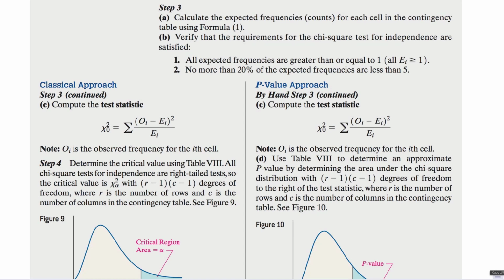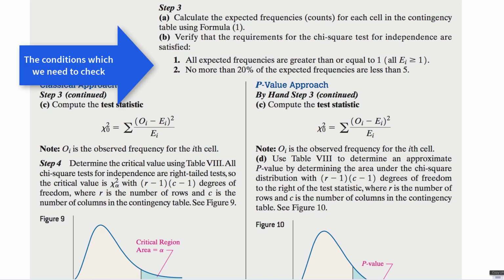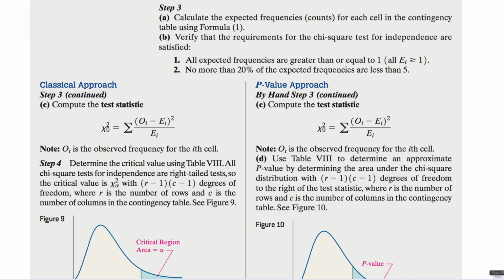The specific conditions that I'm referring to are listed here under Part B of Step 3. Condition 1 reads, all expected frequencies are greater than or equal to 1. And Condition 2 says that no more than 20% of the expected frequencies are less than 5. Now, obviously, a key phrase there is expected. And so we're not talking about the observed frequencies. We're talking about the expected frequencies, which we have yet to obtain.